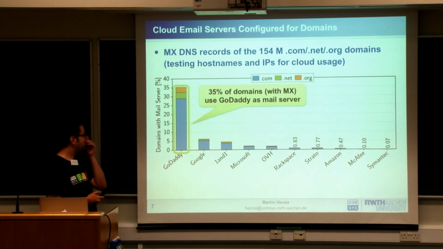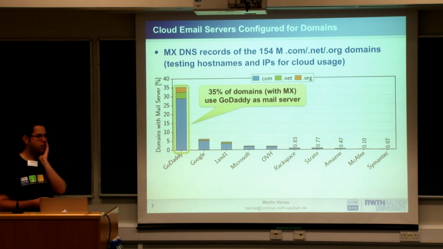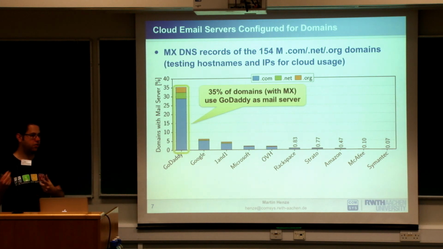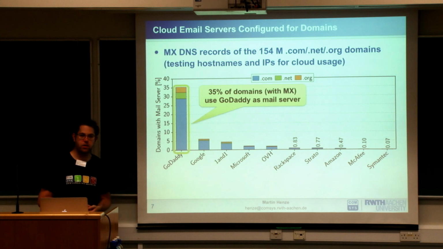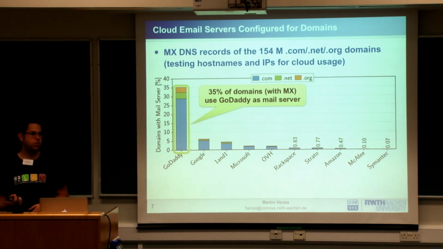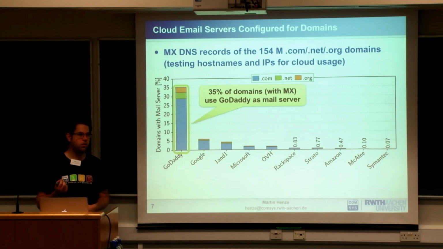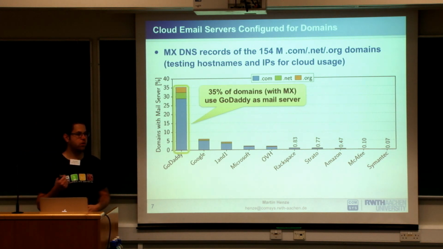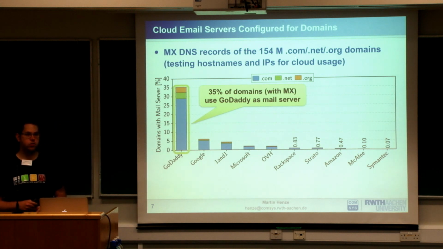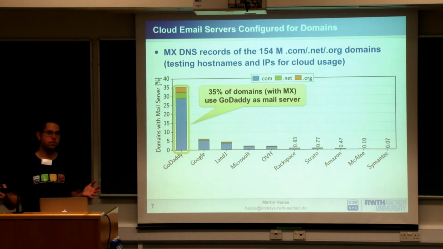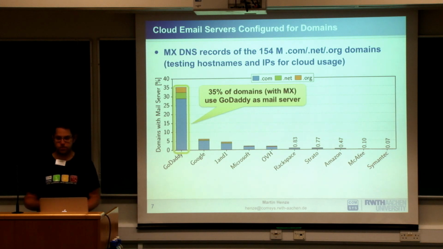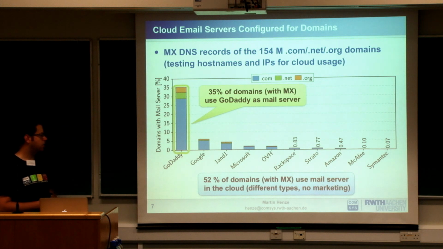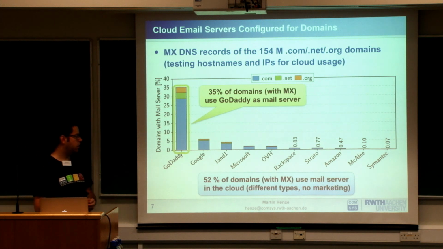The first result is quite surprising on first take, because nearly a third of domains that have an MX configured use GoDaddy as mail server. But if you think about it, that makes sense, because GoDaddy is the largest web hoster in the US, and a lot of people who register domains in order to sell them later use GoDaddy and just use the default configuration. Nevertheless, roughly half of the configured MX use a mail server in the cloud.